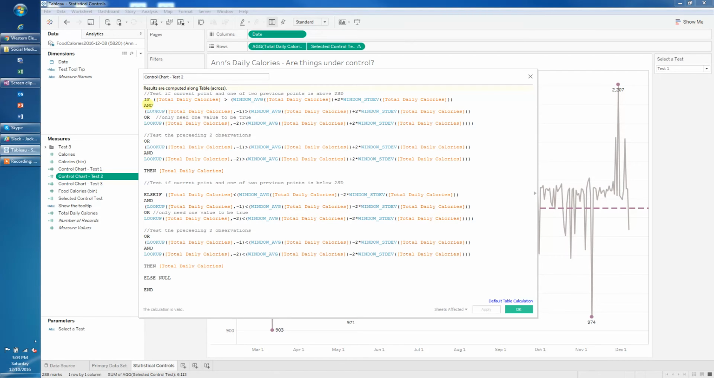If one of these is true and my current guy is also 2 SD above the average, this is going to resolve to true. Or it could be the case that just my two predecessors, -1 and -2, the two previous guys, they're both 2 SD above. In that case, we also want to consider this true. And when this entire logical statement resolves to true, then we want to display the total daily calories. Otherwise, else, going all the way down to the bottom, it's going to be null. And so we just repeat that same logic for the below 2 SD, noting here that we now have the less than and the -2, but everything else is exactly the same. So we've bundled it together to say when it meets the conditions of test 2, go ahead and display the value, otherwise it's going to be null.